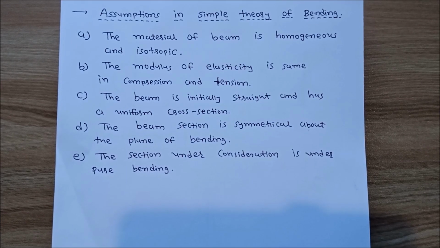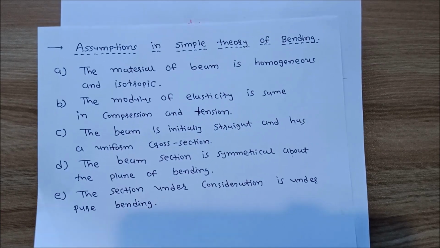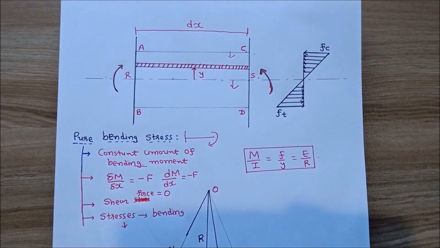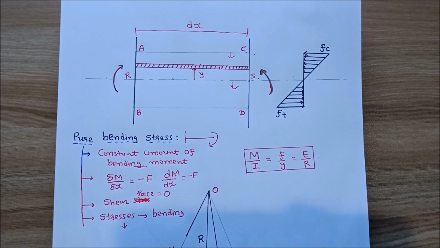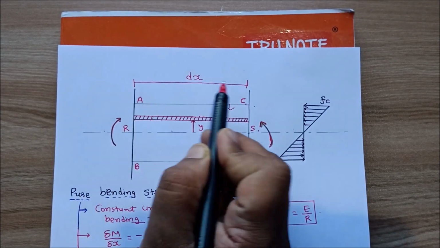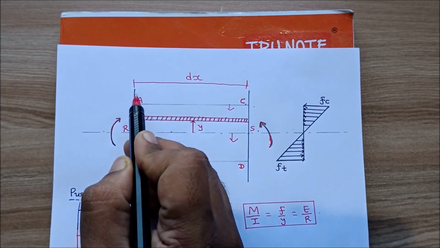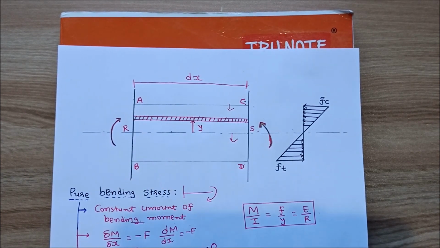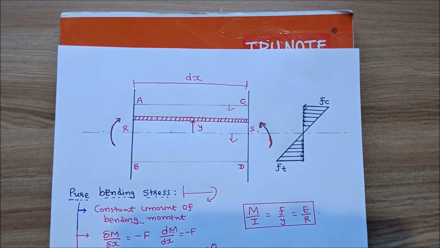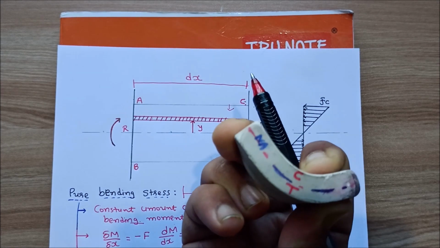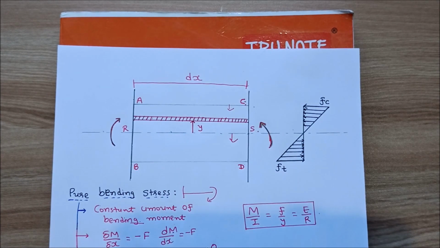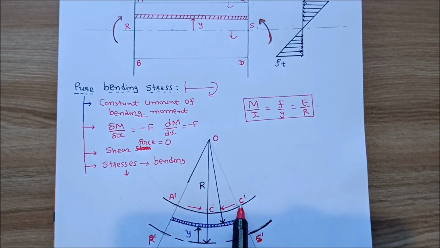Now we derive this equation step by step. Here, first we consider a simply supported beam subjected to a bending moment M. For example, dx is a small length of the beam. Due to bending of the beam, the top layer AC suffers compression. As we already discussed, here we apply sagging bending moment. So the top layer AC suffers compression and reduces to A dash C dash, because in compression there is a reduction in length.